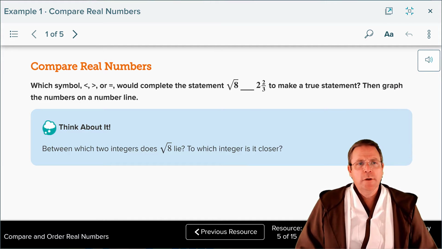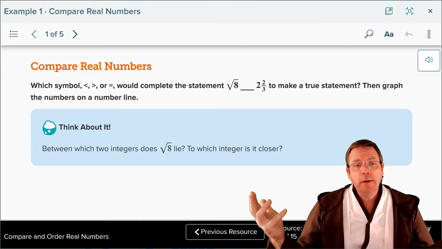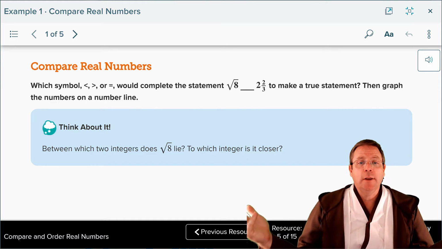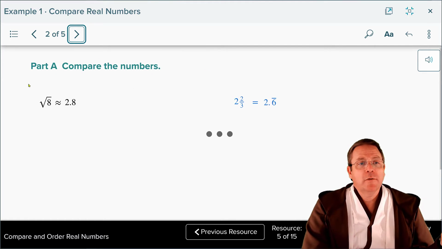Example 1 says, which symbol, less than, greater than, or equal to, would complete the statement, square root of 8 being compared to 2 2/3, to make the sentence true. Then they want you to graph those numbers on a number line. So from there we're going to say, between which two integers does the square root of 8 lie? Well, the square root of 9 is 3, the square root of 4 is 2, so the square root of 8 is going to be between 2 and 3, but it's going to be closer to 3. But then again, 2 2/3, that's pretty close to 3 as well. So let's take a look and see what they say to do.